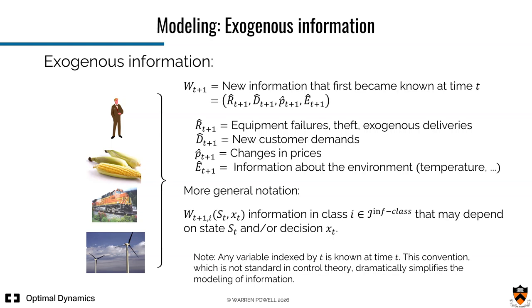I can be treating a patient. Obviously, how the patient responds depends on not only the state of the patient, but also what treatment I prescribe. So this is very general notation. Once again, I always emphasize anything indexed by t is known at time t. So when you say, is that a random variable? I say, what time is it?